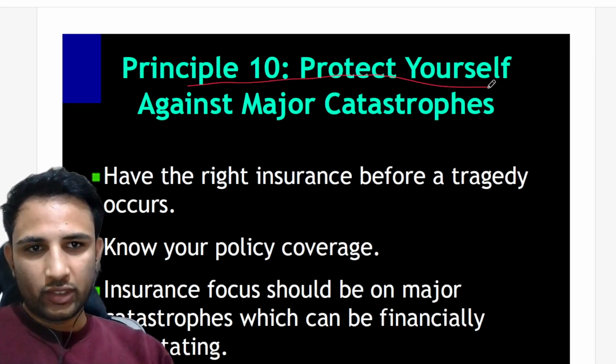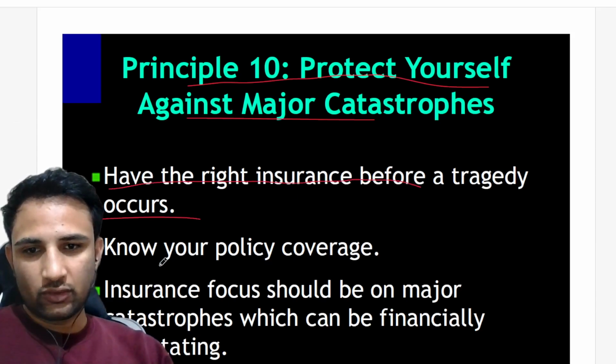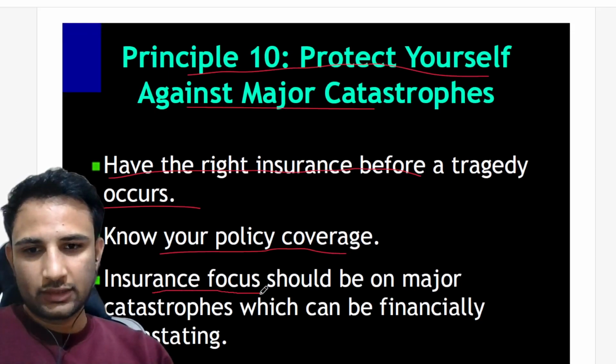Principle 10 is protect yourself against major catastrophes. Have the right insurance before a tragedy occurs. Know your policy coverage. Insurance focus should be on major catastrophes which can be financially devastating.